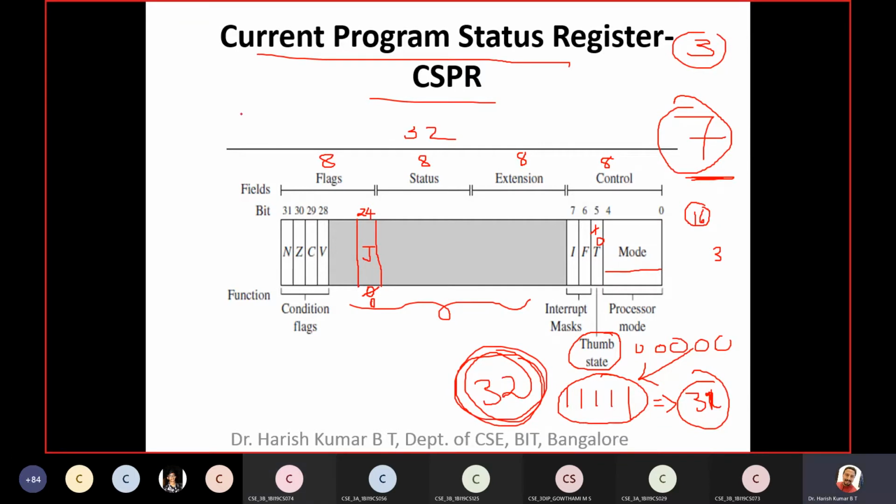Yes, sir. If J is 0 and T is 0, it is ARM state. If T is 1 and J is 0, it is Thumb state. If J is 1 and T is 0, it is Jazelle state. So you cannot have J and T both 1.